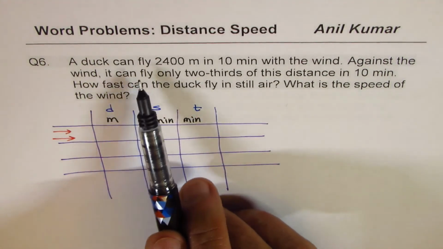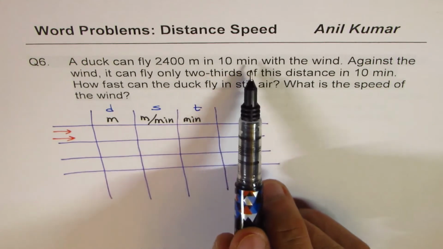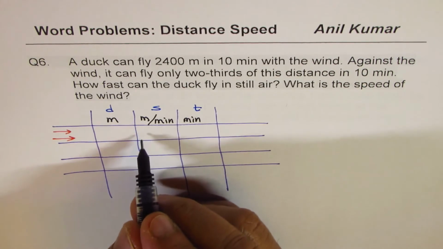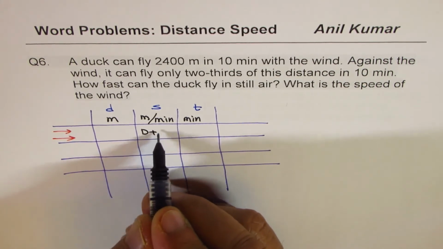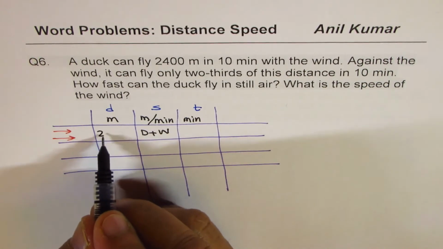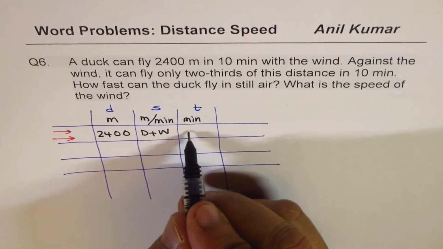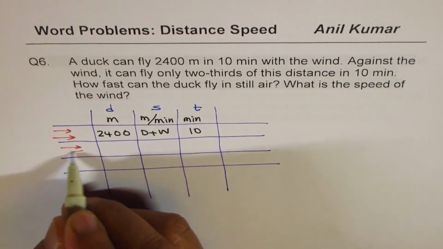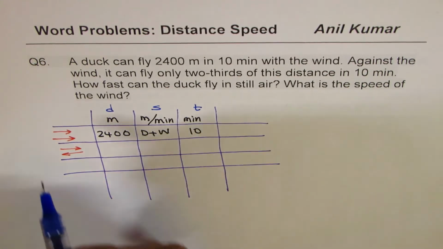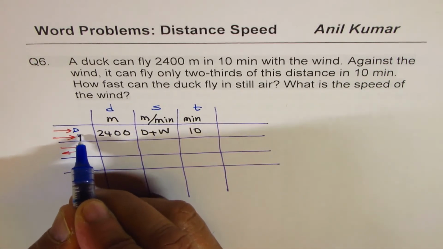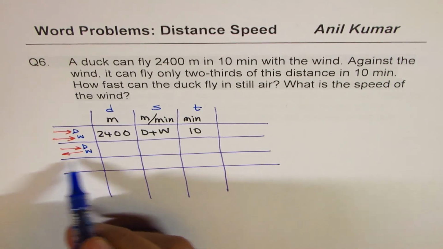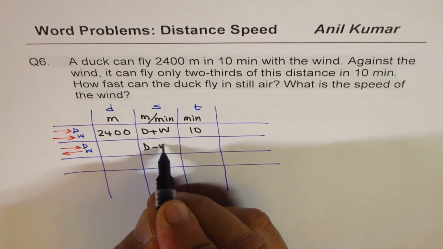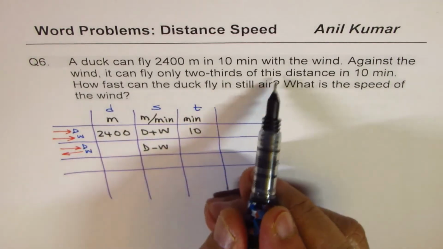Now it says, duck can fly 2400 meters in 10 minutes with wind. So both same direction, correct? If same direction, then their speeds add up, right? So duck plus wind. Distance is 2400 meters. Time is 10 minutes. Against wind, it is kind of like this. Do you understand? So we are saying this is duck and this is wind. Wind is going against, so the equation will be d minus w.